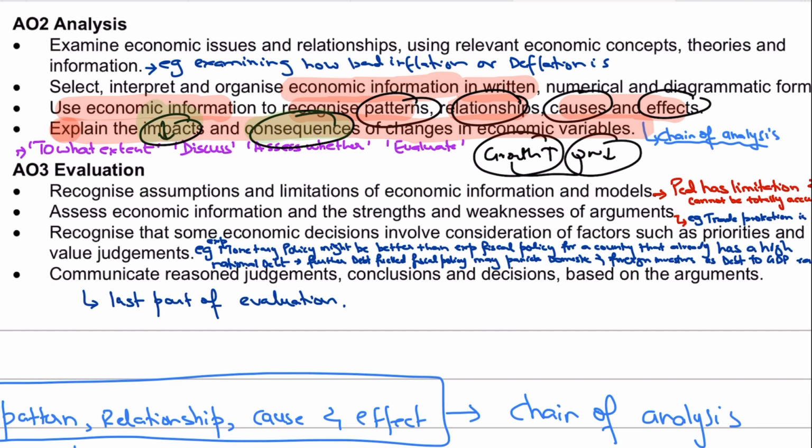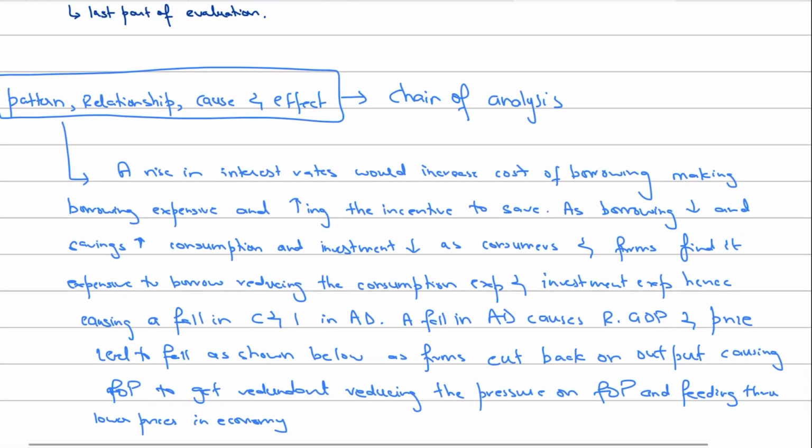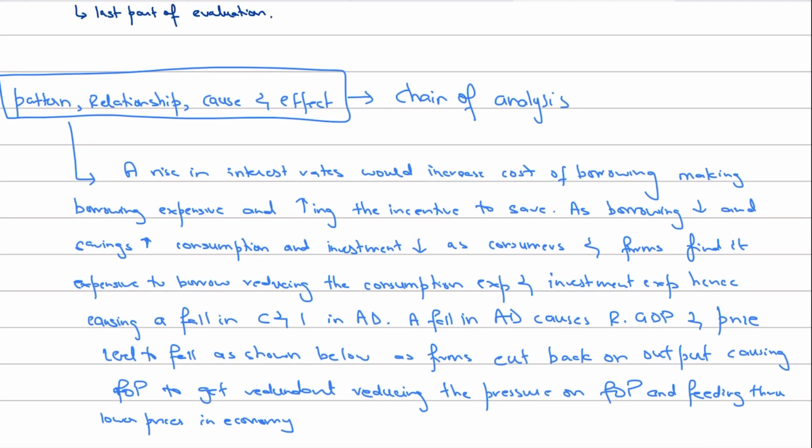You take a deep dive into what the narrative is, and you go hands on to the narrative, and you make it clear to the examiner that this is my knowledge. That's what analysis is, in simple slang words, right? So I hope you have understood, and like I also have written here, just let me go through. But I think I just explained this as well, that the pattern, relationship, cause and effect, chain of analysis is talking about that. That's what chain of analysis is. Right? So a rise in interest rate would increase the cost of borrowing, making borrowing expensive, increasing the incentive to save.